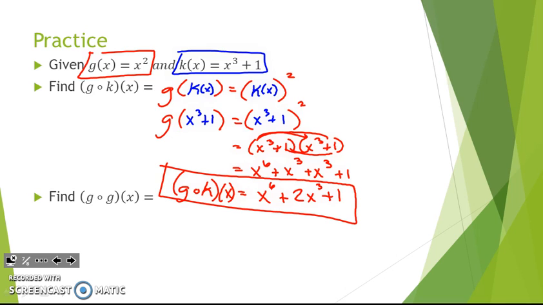Okay, go ahead and make sure you have all that written down before you go on. Kind of ran down a little bit longer, so I'm going to have to erase some of that. Okay, but that's our g open circle k of x. Okay, we're going to go ahead and erase.